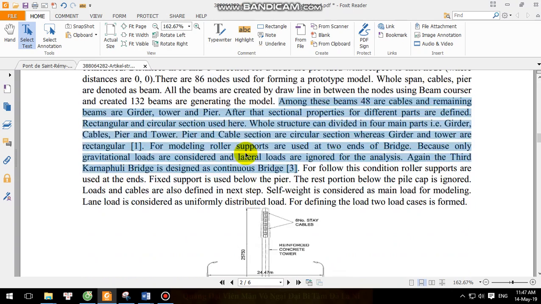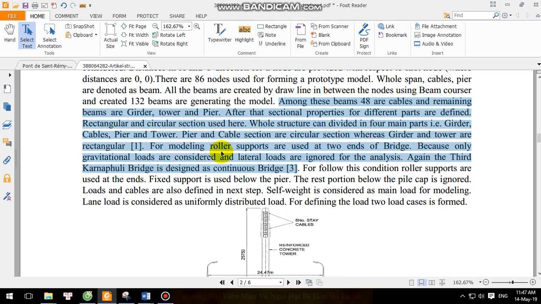After that, sectional properties for different parts are defined. Rectangular and circular sections are used here. The whole structure can be divided into 4 main parts, that is girder, cables, pier and tower. Pier and cable sections are circular, whereas girder and tower are rectangular.